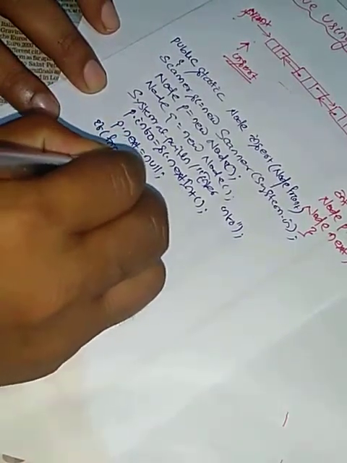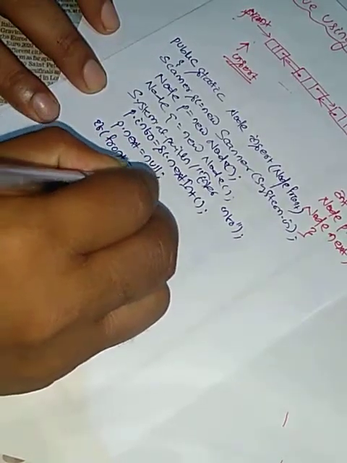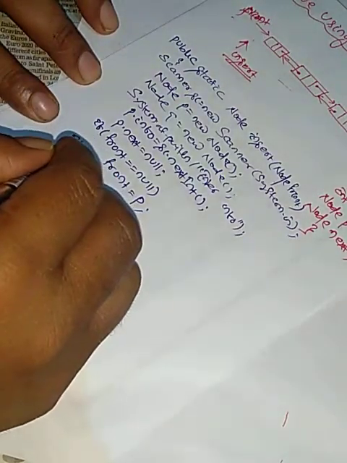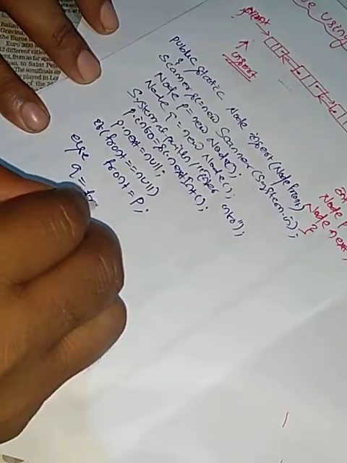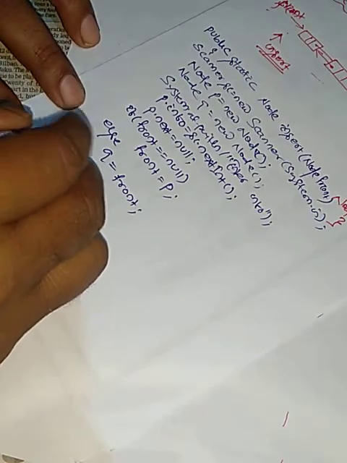If front equal to null, okay, then front is the new node p. Else we'll make q as an interim node as front. Okay, so this is what we have done. Next we'll move along the queue to reach the desired location.